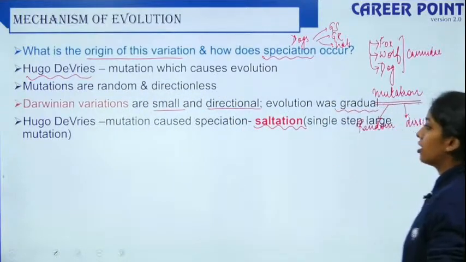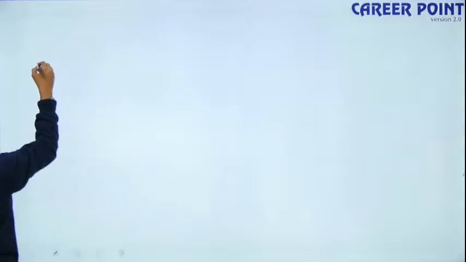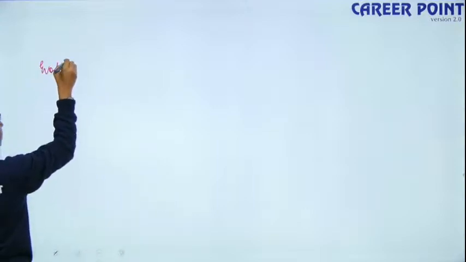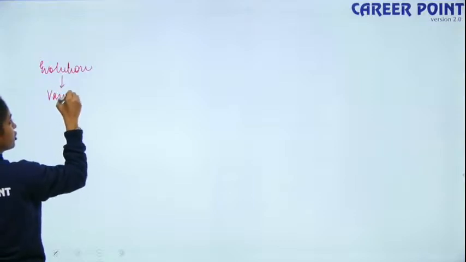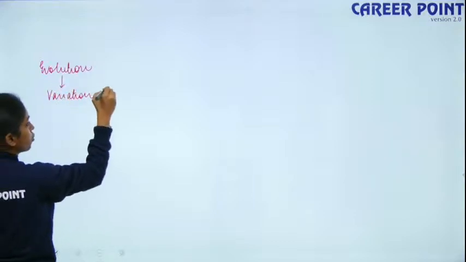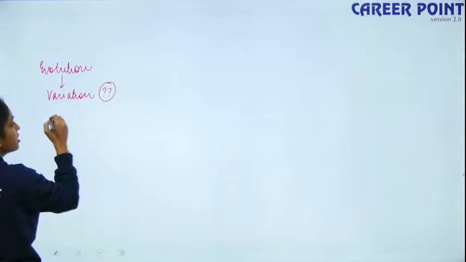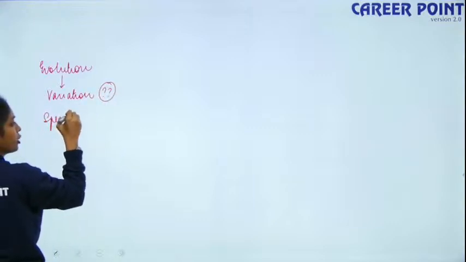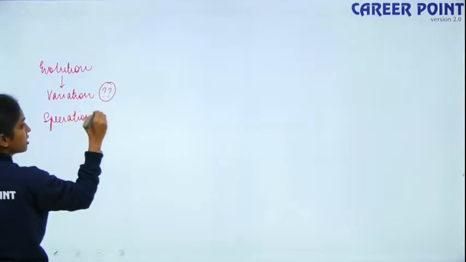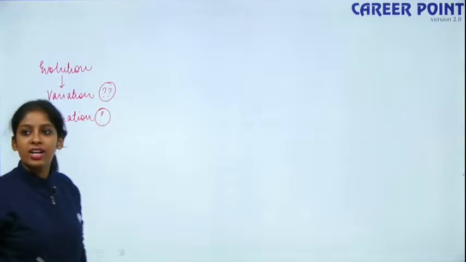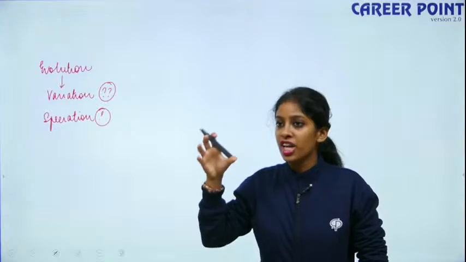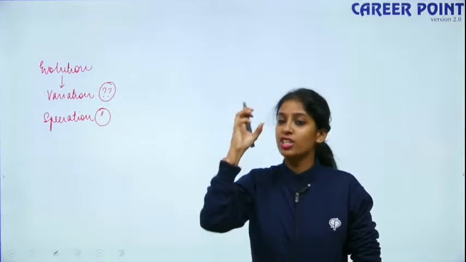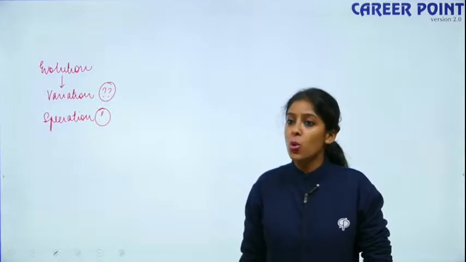So this is saltation, fine? So what did we say? We wanted to know how evolution happens. Evolution happens because of variation, right? So how does this variation occur, and how does it give way to speciation? That was the next question. Here we had two scientists. A single step large mutation, a mutation which has a very big effect on the phenotype, is known as saltation.